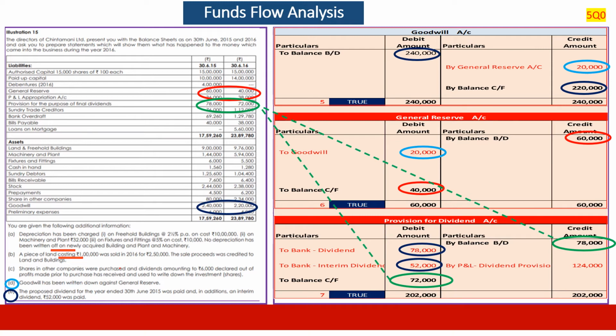Therefore, current year's outgo on dividend will be 78 and 52. And with this, what happens is that we get what is the net debit to profit and loss account because of dividend provisions. The balancing figure will be 1,24,000, and from these three accounts we will be taking 78, 52 and 124 into our further calculations.